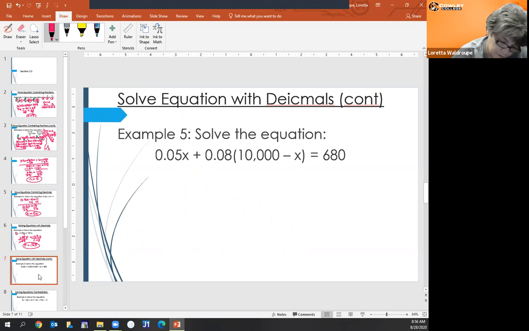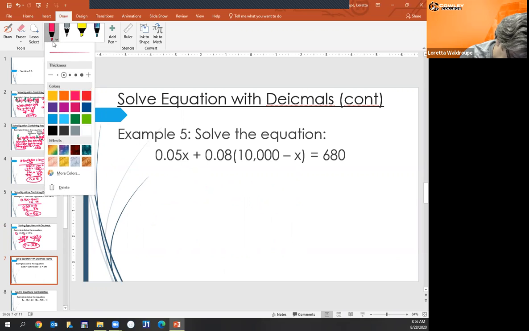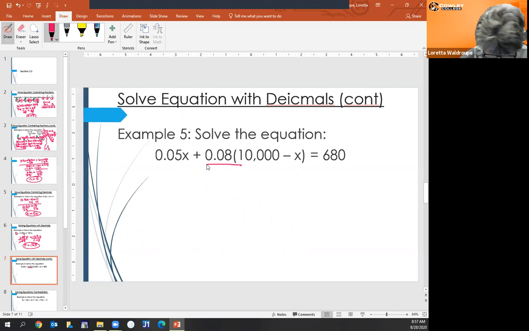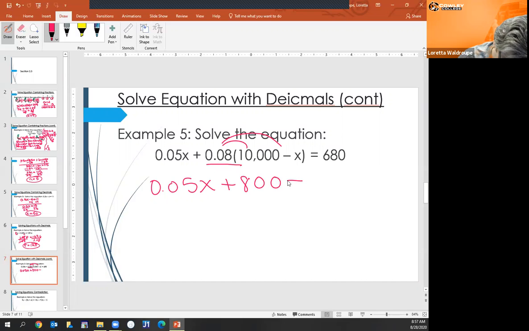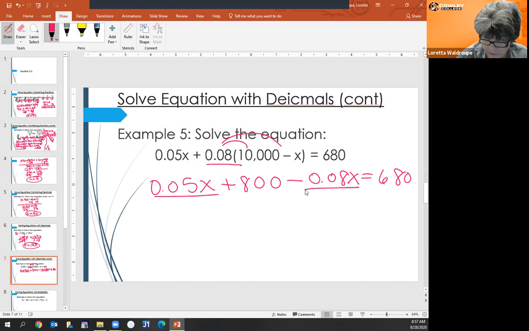Okay, now look at this equation for a minute. The first thing we have to do is notice that right here we have a number outside a parenthesis. So the first thing we have to do is distribute that number. Okay, so 0.05x and distributing my 0.08. 0.08 times 10,000 would be 800, minus 0.08 times x is 0.08x, equals 680. Both of these have an x in them, so I can combine them.